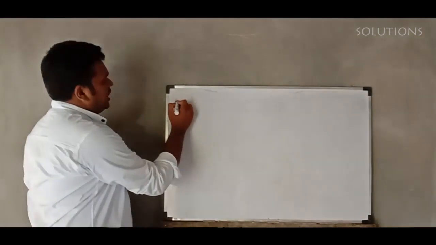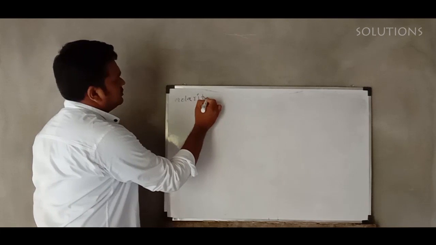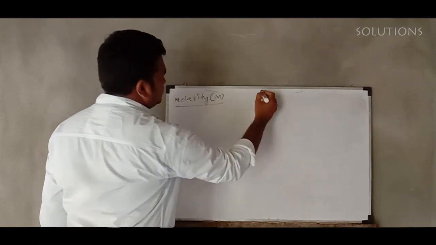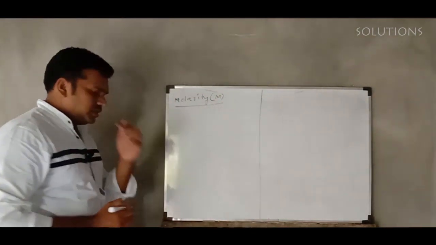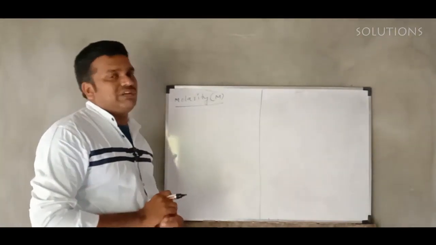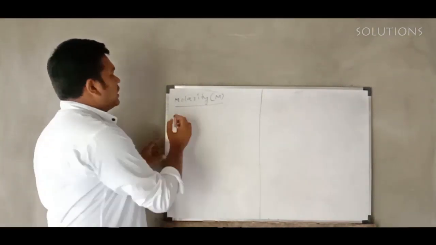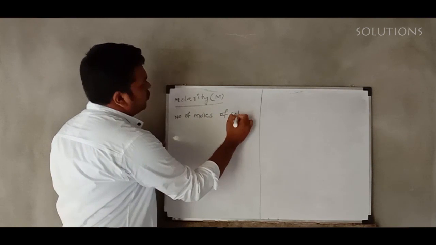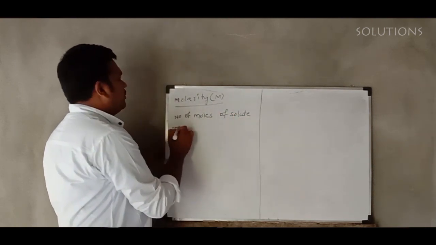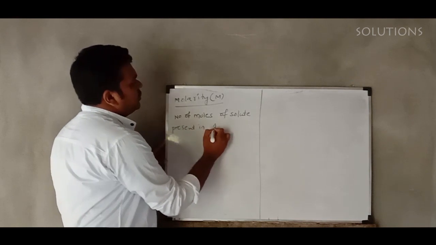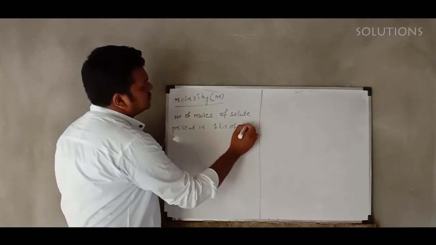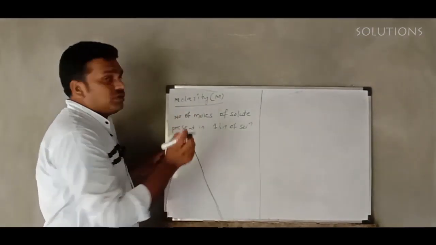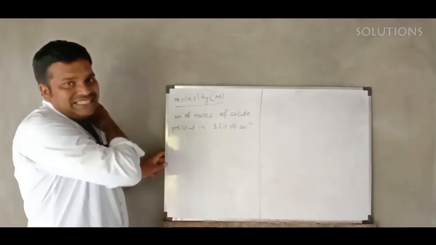Next concentration term we have is molarity. Generally molarity is denoted by capital M. I think you already know the definition of molarity. What is molarity? Number of moles of solute present in 1 liter of the solution. We can say that is molarity. Clear?